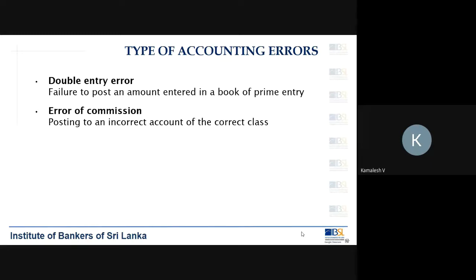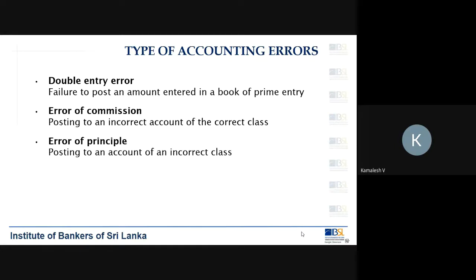So what do you mean by error of commission? You have selected the correct class, whether that is asset, liability, income or expense. But you have not posted it to the correct account. You have selected the wrong account. That is an error of commission.